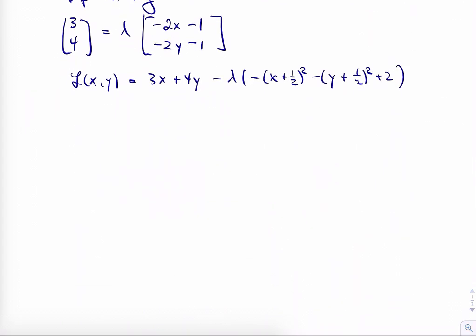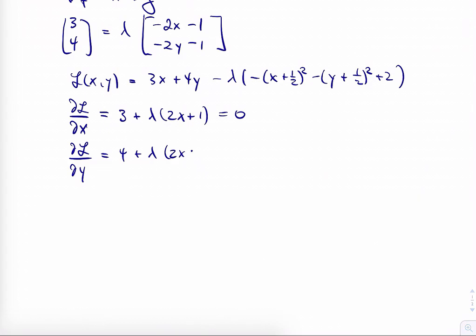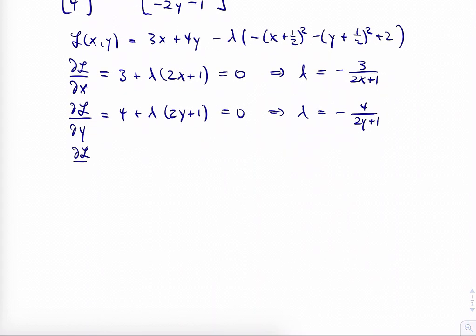And we can consider the first order conditions, which are partial derivative with respect to x equal to 0. This would be 3 plus lambda times (2x plus 1) shall be equal to 0. The partial derivative of the Lagrangian with respect to y is 4 plus lambda times (2y plus 1) equal to 0. So from this we get two different expressions for lambda. One is minus 3 over (2x plus 1), and the other is minus 4 over (2y plus 1). And finally, the derivative with respect to lambda, which just repeats the constraint, minus (x plus 1/2) squared minus (y plus 1/2) squared plus 2 equal to 0.